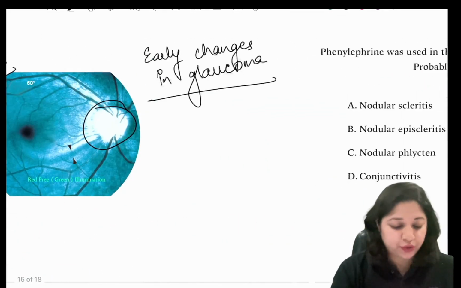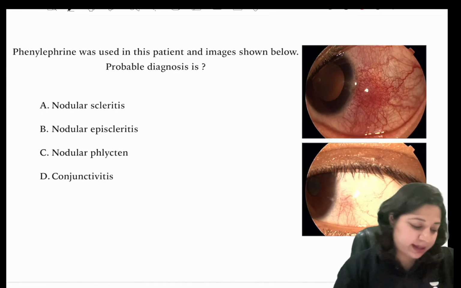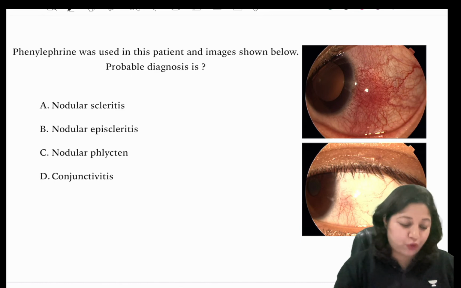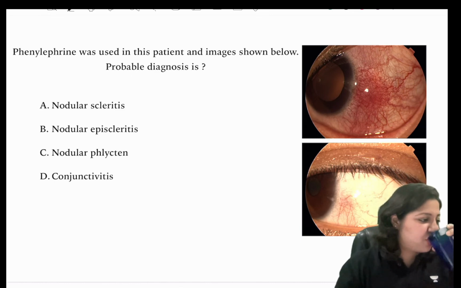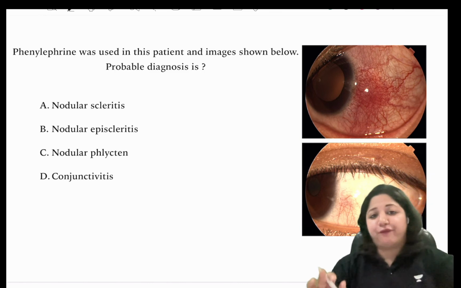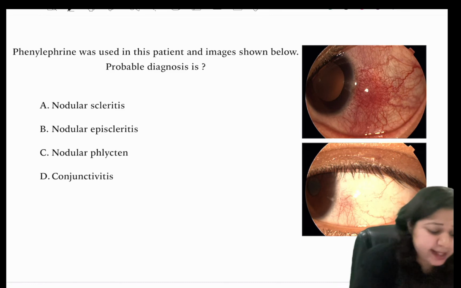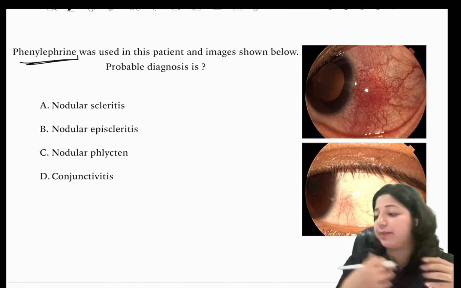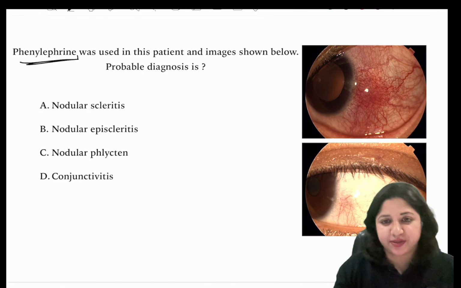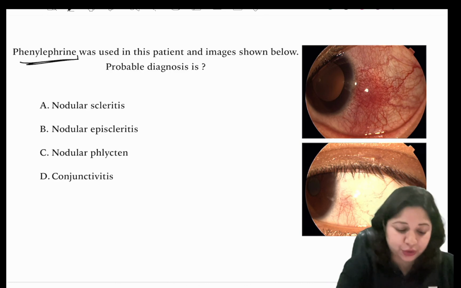Okay, then we come on to the next question. So this was a question. Phenylephrine was used in this patient and images shown below. So the probable diagnosis is... well, it says phenylephrine. Now, this is the question I am really doubtful about, because here it just says phenylephrine. If somebody could add to it what concentration was used, I would be more than happy. But if you still do not know, let's see.